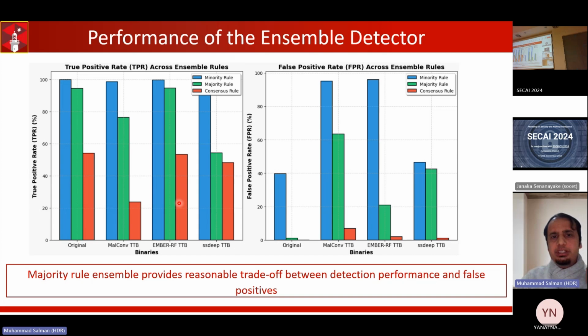On the other hand, if we see the consensus rule voting, the performance of the consensus rule on the original binaries is quite poor. Same is the case with the other targeted transformed binaries. So we concluded that the majority rule ensemble provides a reasonable trade-off between detection performance and false positives.